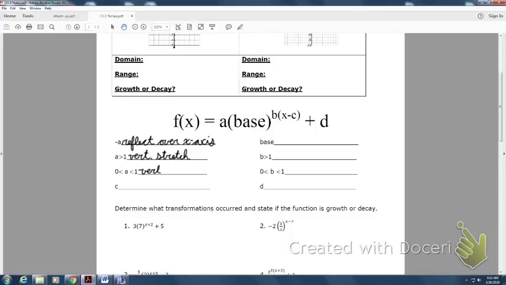Vertically compress. Abby, what 2 directions does the c value move it? Right and left. With or opposite the sign? Opposite the sign. Jeremy, the d value, which 2 directions is that going to go? Up and down. With or opposite? With.